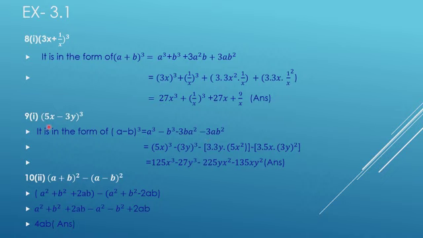Moving on, next sum is (5x - 3y) whole cube. Now again you see, this is in the form of (a - b) whole cube. So this is your formula, and this is how you again put the values. So your value of a is 5x and b is 3y. So when you put this in the formula, this is what your answer will be.